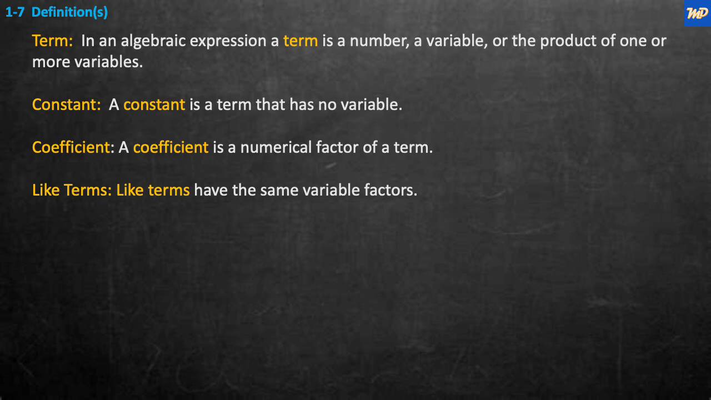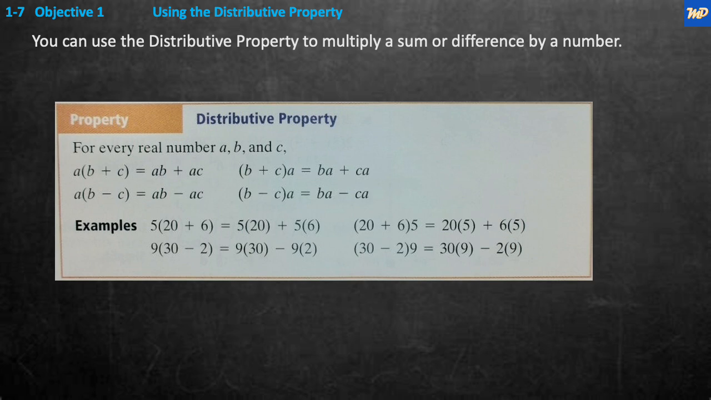Okay, good. Objective 1, using the distributive property. It says here, you can use the distributive property to multiply a sum or difference by a number. So let's take a look at a few of them. Under this chart we have the distributive property. For every real number a, b, and c, a times the quantity b plus c is equal to a times b plus a times c. Or you can switch it around and flip the a to the other side. It doesn't make any difference with the commutative nature of multiplication.